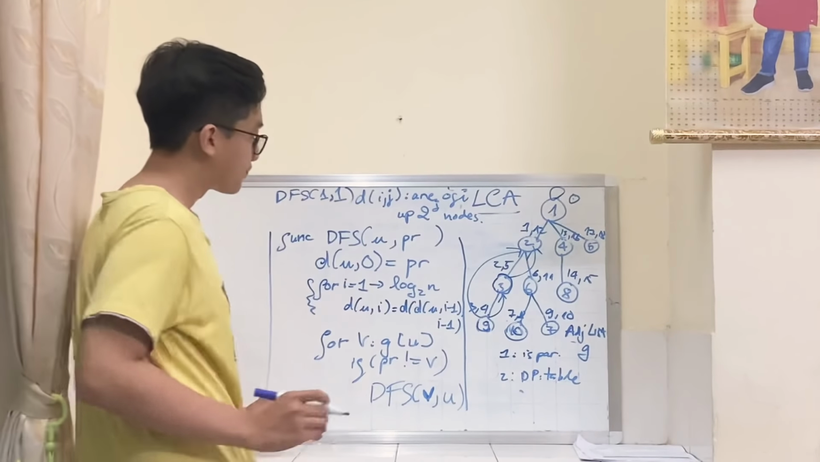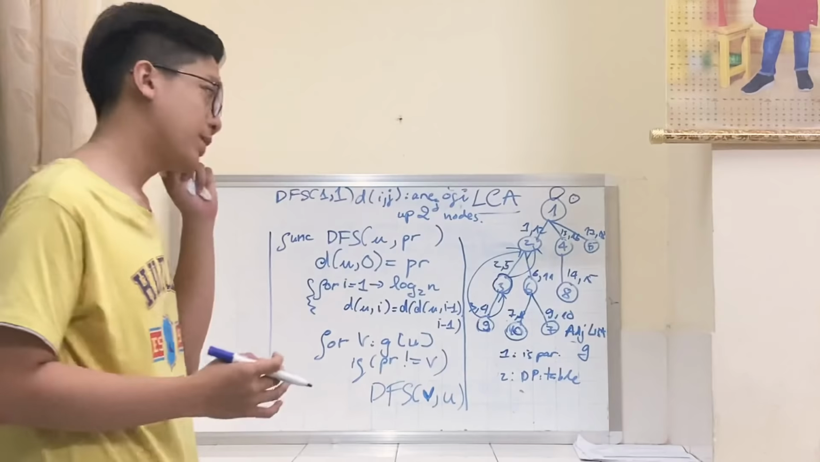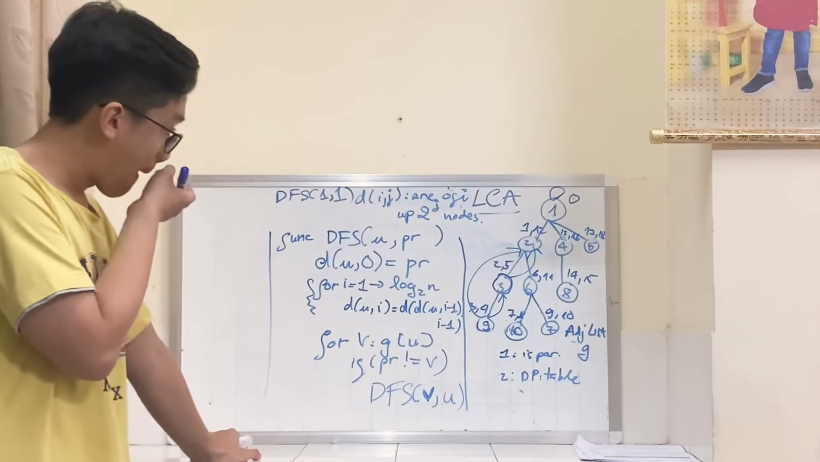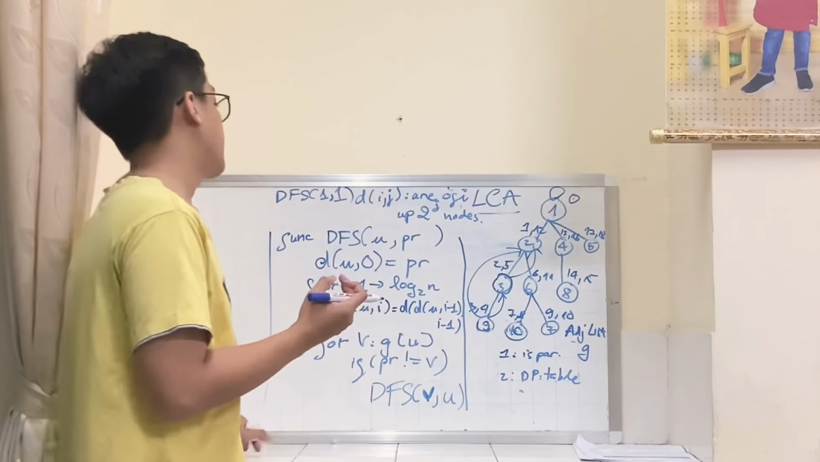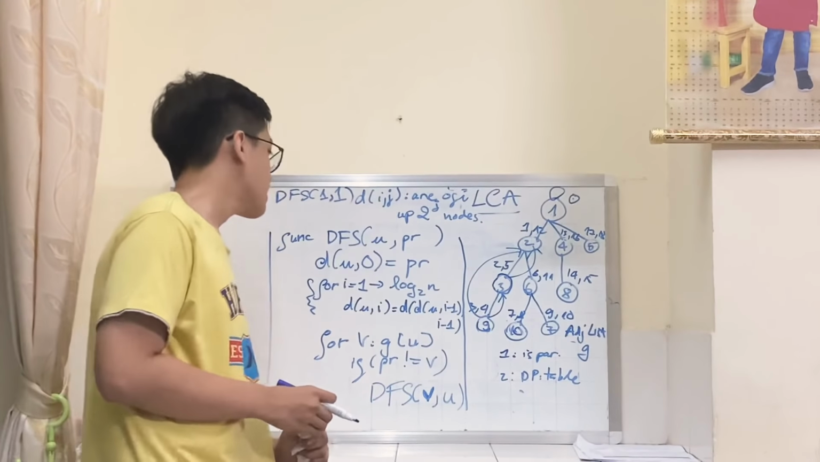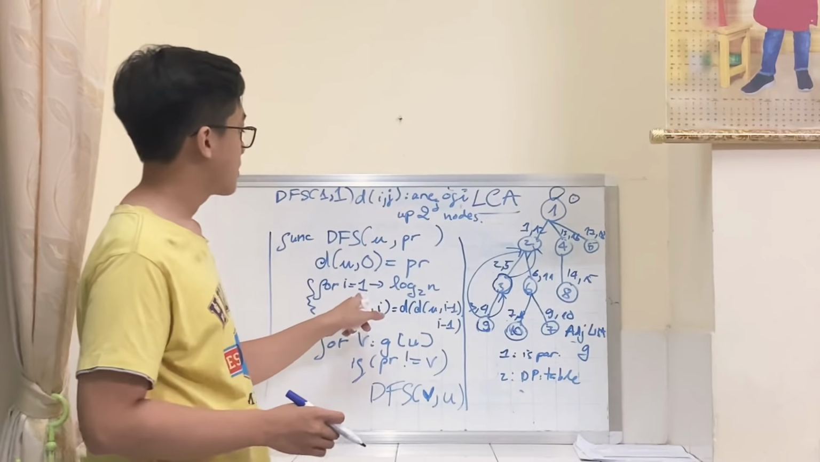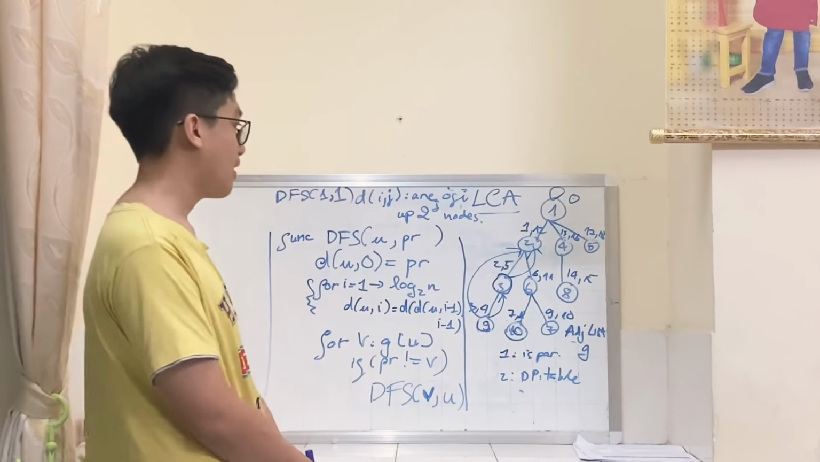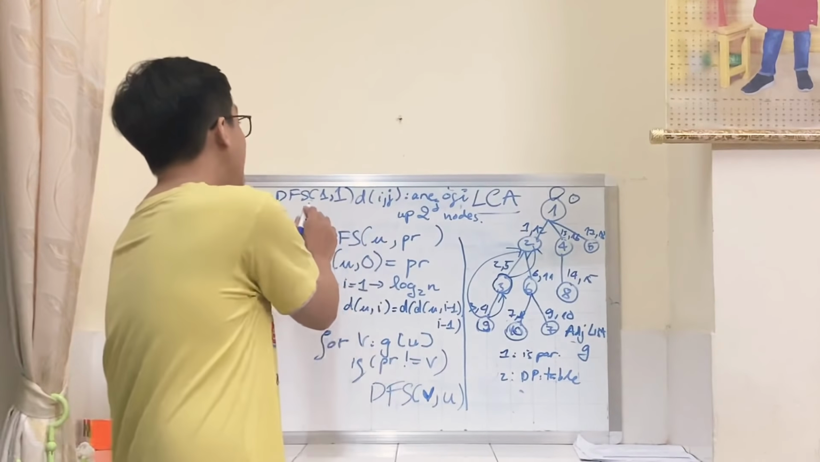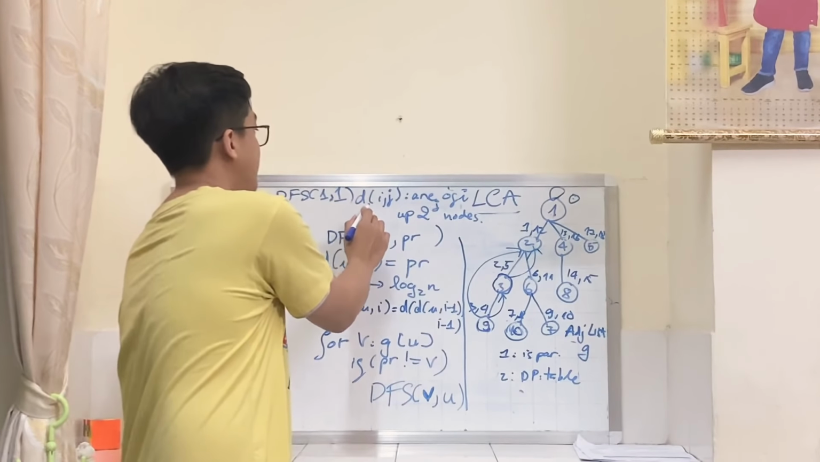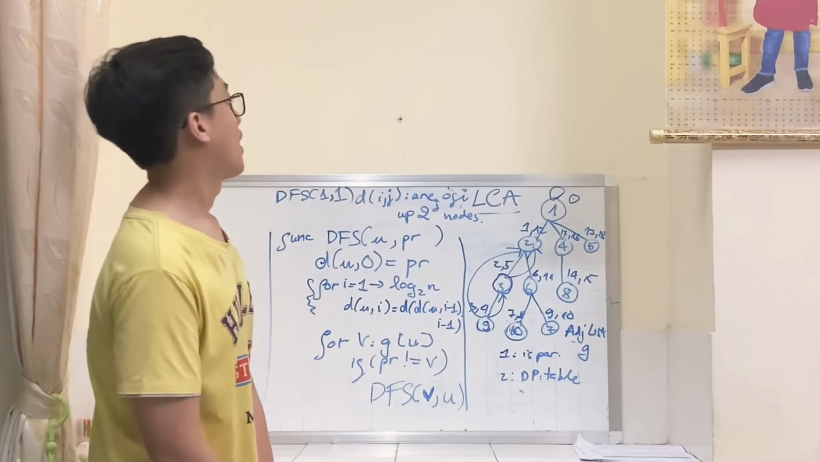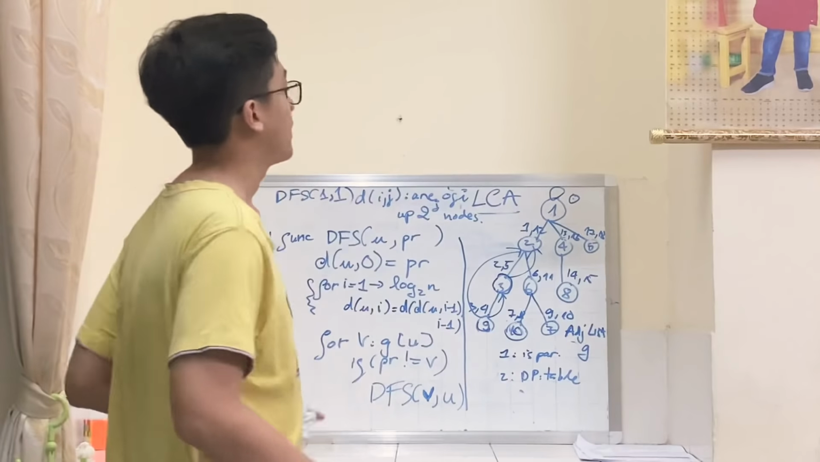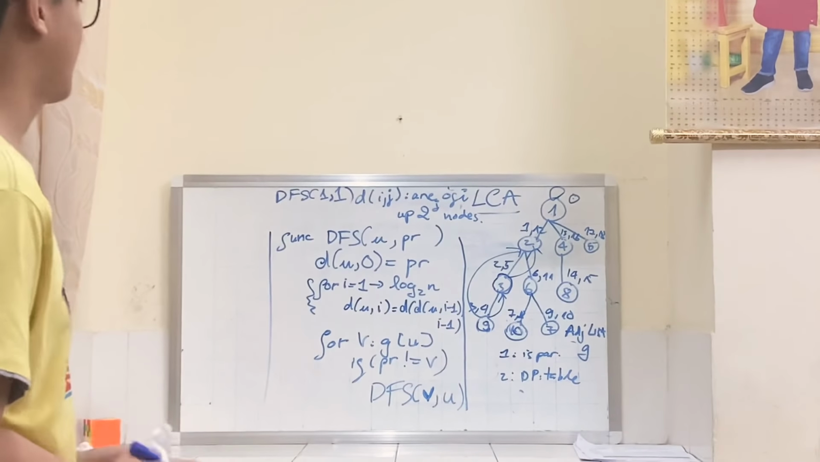Here's the build up step. The time complexity to build this table is exactly n log n. The DFS is n, and this is log 2n, so it will be exactly n log n, in order to calculate the DP table of ancestors of u up to 2 to the power of g nodes.